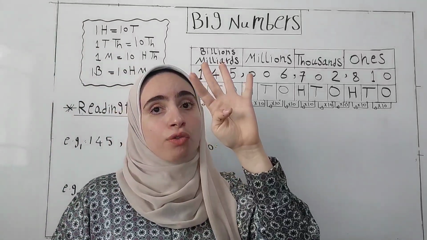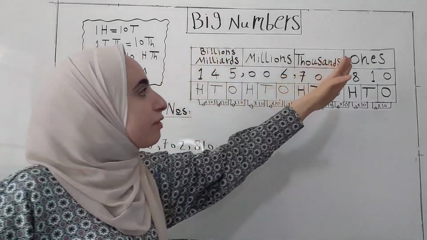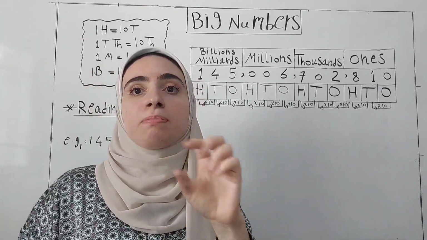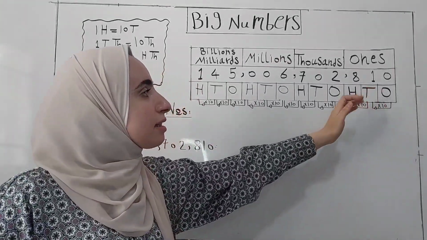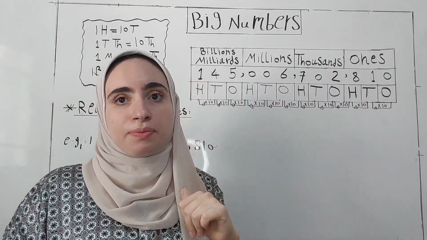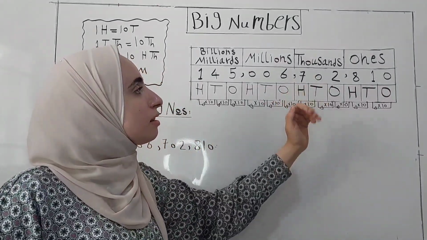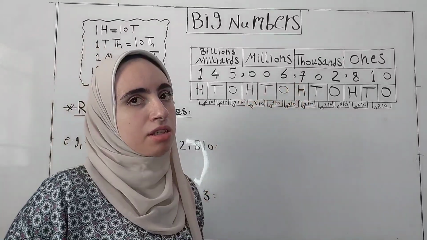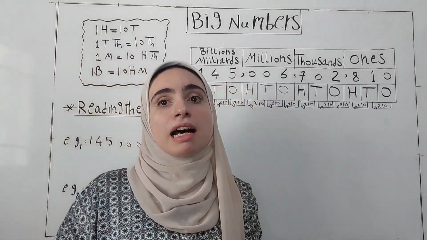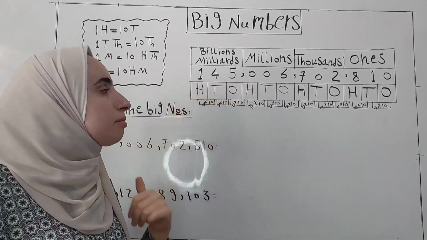Now, we have 4 families. 1, 2, 3, 4. The first family is called ones and has 3 places: ones, tens, and hundreds. The second family is called thousands and also has 3 places: 1,000, 10,000 and 100,000. The third family is called millions and also has 3 places: millions, 10 millions, and 100 millions.